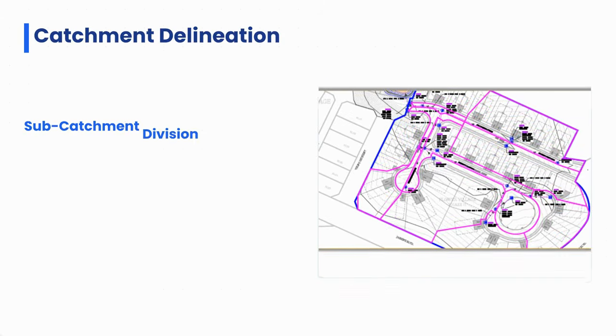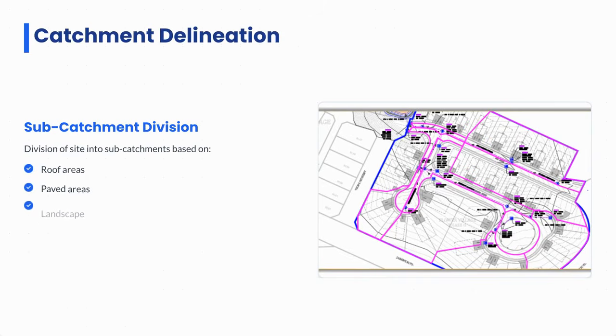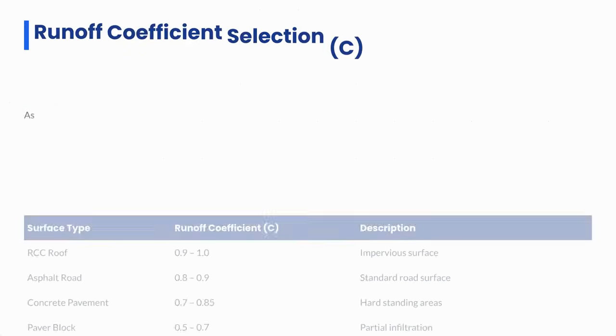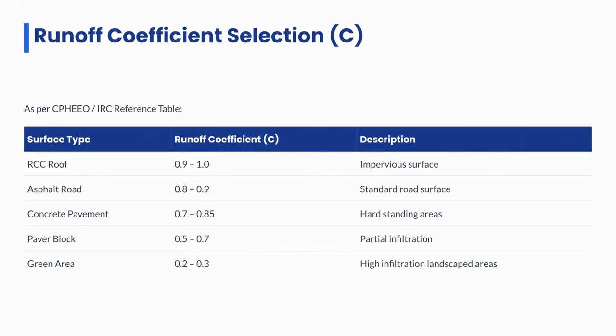Catchment delineation involves dividing the site into sub-catchments based on different surface types like roof areas, paved areas, and landscape areas. The logic is that one catchment leads to one inlet or manhole. The runoff coefficient C is selected based on the surface type, using reference tables from CPHEEO or IRC. For instance, RCC roofs have a high coefficient of 0.9 to 1.0, while green areas are much lower at 0.2 to 0.3.